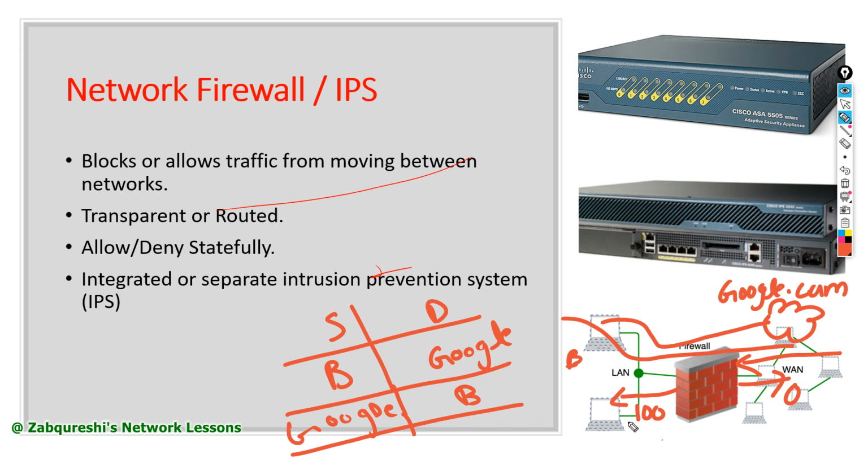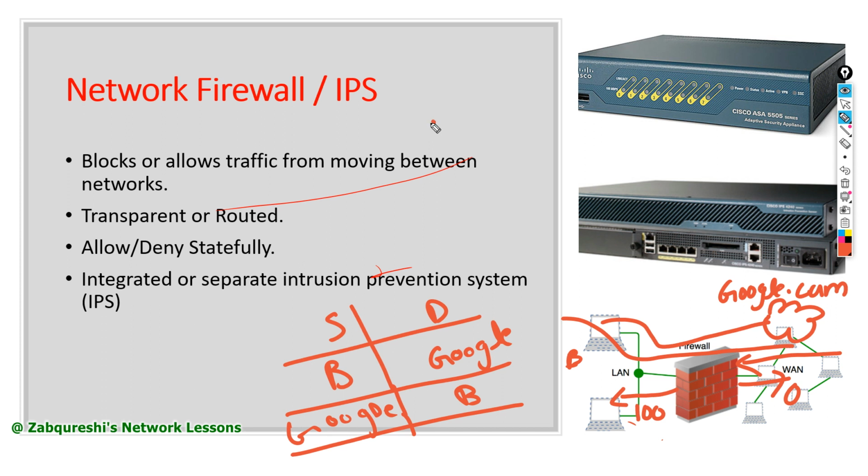And the third generation is, it works on application level, so layer 7. So now the firewall is getting smarter day by day. They know what application is inside your packet. They can look inside your payload, and they can look inside your application.